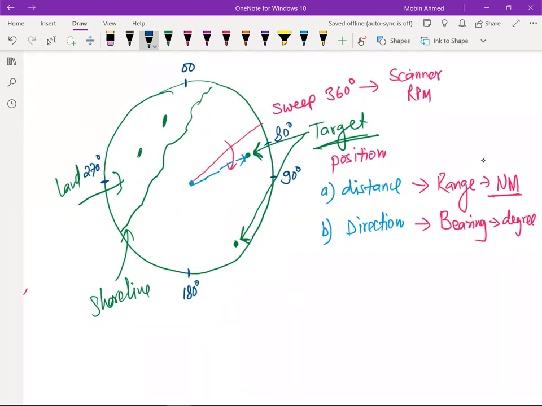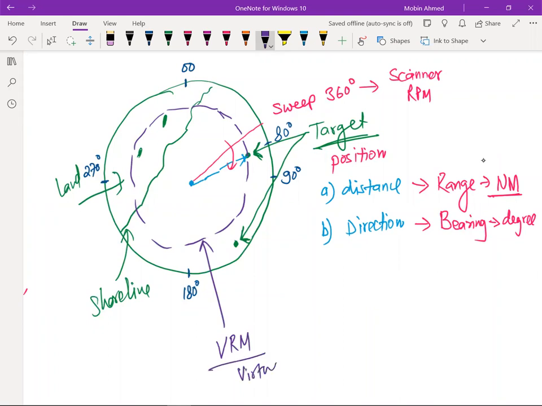Then there is a range marker and there is going to be a bearing marker in this. So the range marker is going to appear like this, one circle appearing like this. This is known as a virtual range marker, VRM. Virtual range marker. Okay, so this is the VRM.